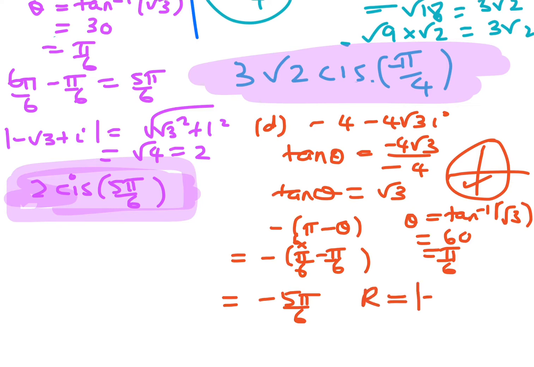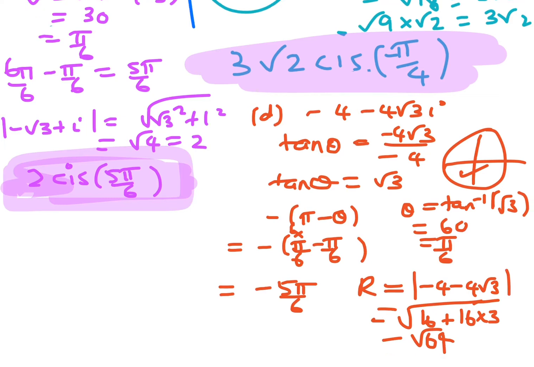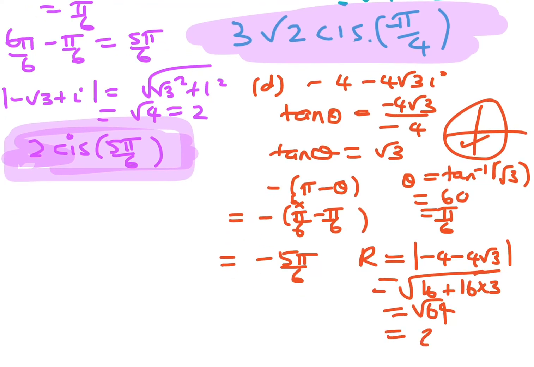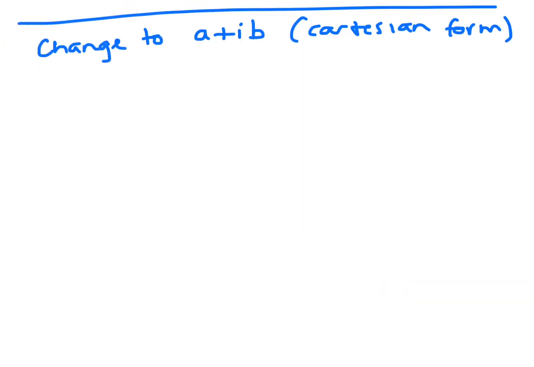And the modulus of minus 4 root 3 minus 4i would be the square root of 16 plus 16 times 3, which is root 64, which will just give you 8. So it's going to be 8 cis of the angle in mod arg form.